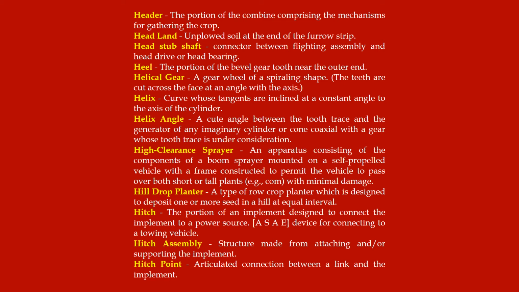Hill drop planter, a type of row crop planter which is designed to deposit one or more seed in a hill at equal interval. Hitch, the portion of an implement designed to connect the implement to a power source. ASAE, device for connecting to a towing vehicle. Hitch assembly, structure made from attaching and or supporting the implement. Hitch point, articulated connection between a link and the implement.